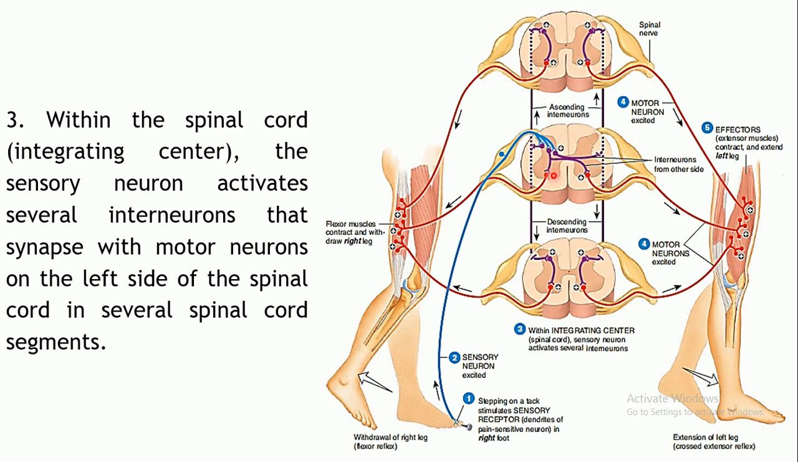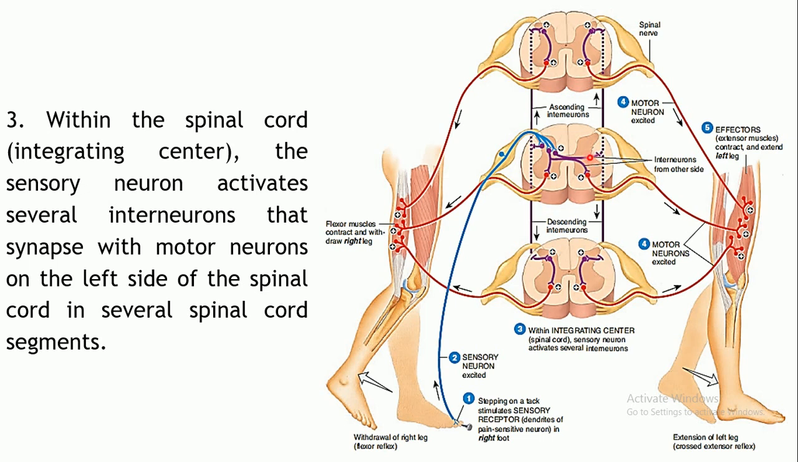Now within the spinal cord, one more processing has taken place. This is what normally takes place, right? To withdraw your leg. But as you can see, something else has happened. So your spinal cord, which is now an integrating center, has a separate set of interneurons activated, which synapse with the motor neurons on the left side of your spinal cord. As you can see here, the same sensory impulse is also stimulating some other set of interneurons, which are crossing over to the opposite side.